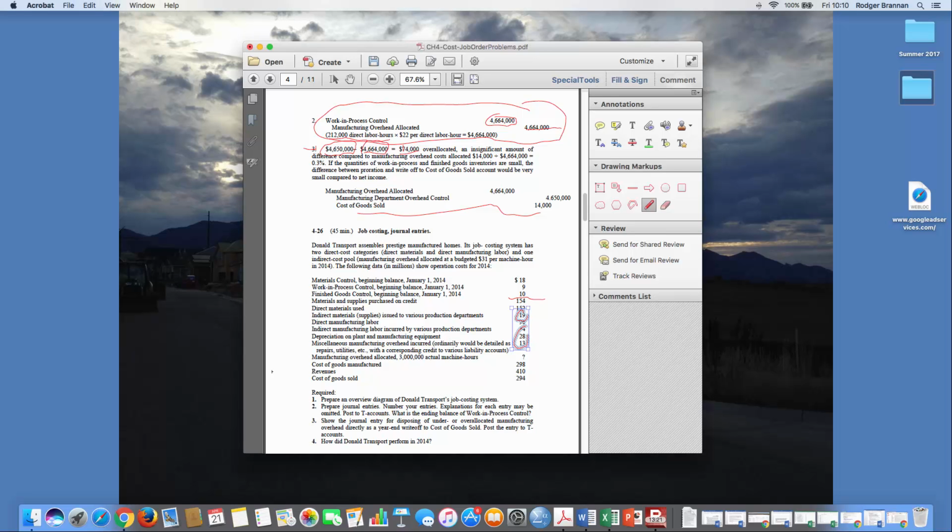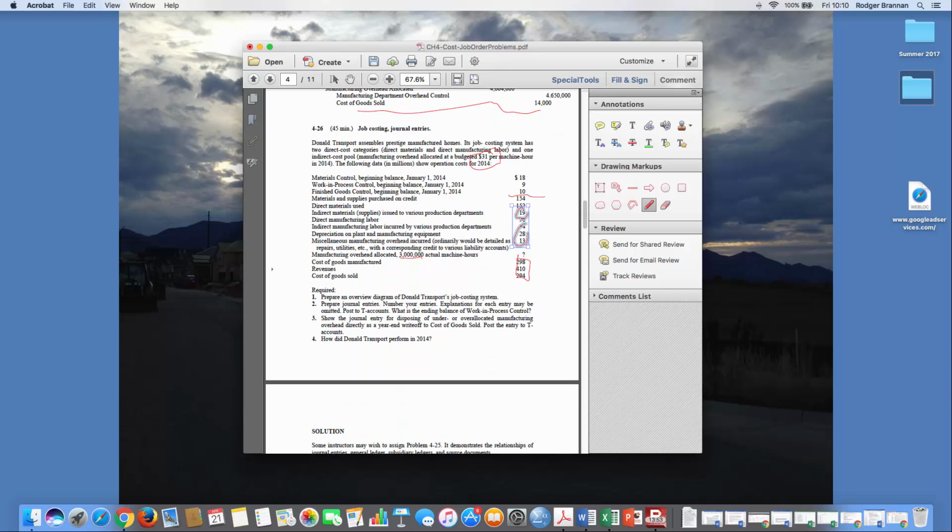Likewise, the 96 represents my actual direct labor. They incurred 3 million actual machine hours, and from the information up here, overhead is allocated on the basis of machine hours. So in this case, I'm going to allocate 3 million times 31, or $93 million. The last 3 things here will help you build the income statement.